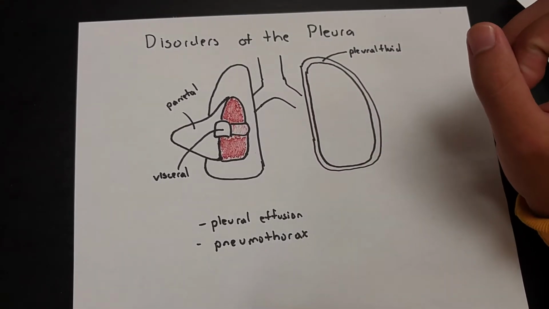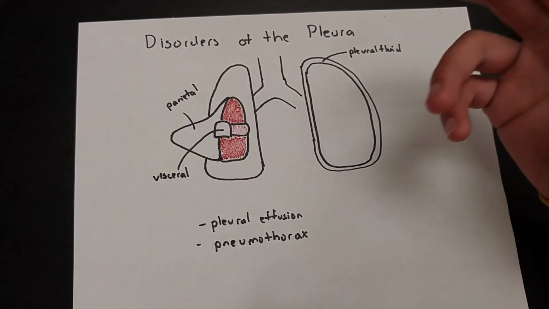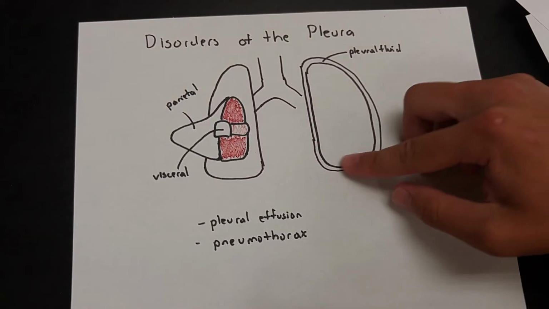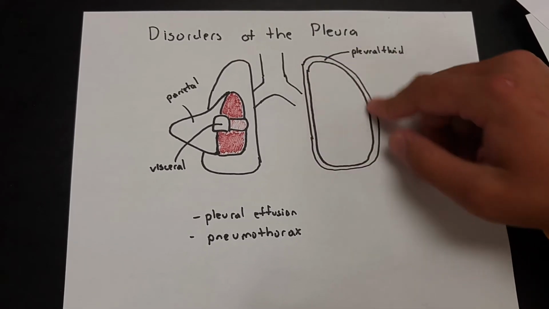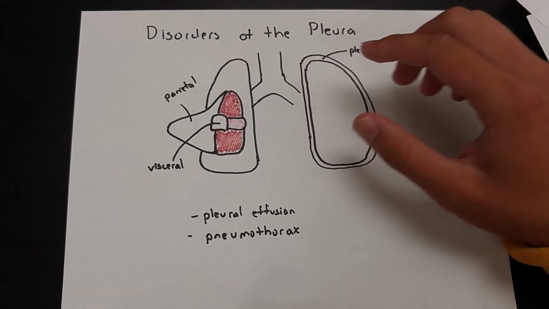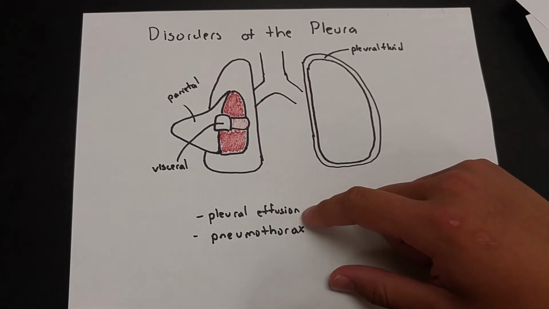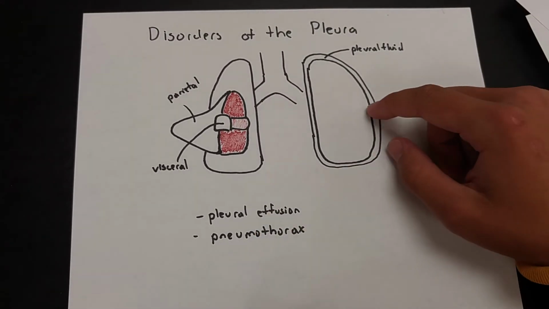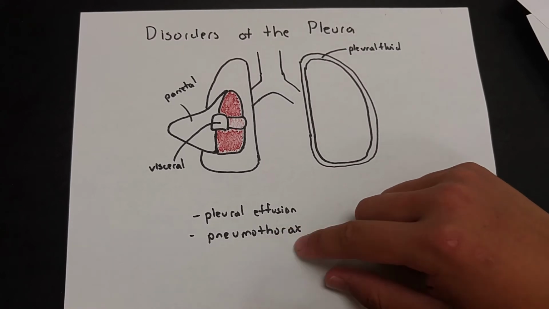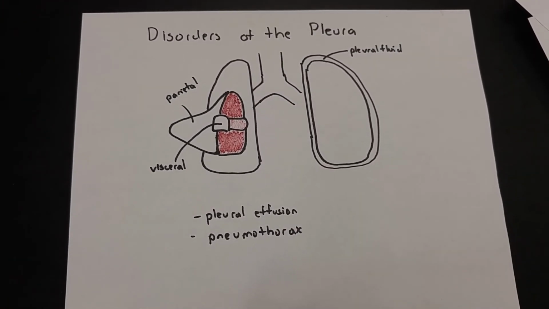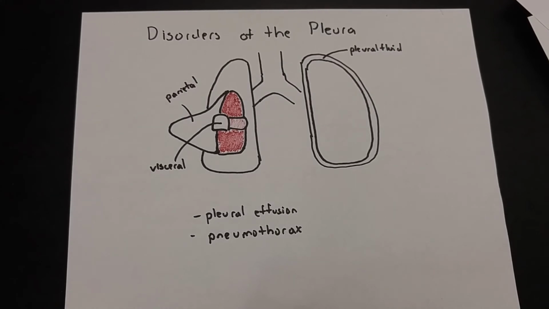But you can have it where there's too much fluid, or there could be gas inside the pleural cavity, right in between the pleura and the lungs. When you have too much fluid, that's called pleural effusion. And when you have air inside the pleural cavity, that's called a pneumothorax. So that's it for the overview of the respiratory system and its disorders.